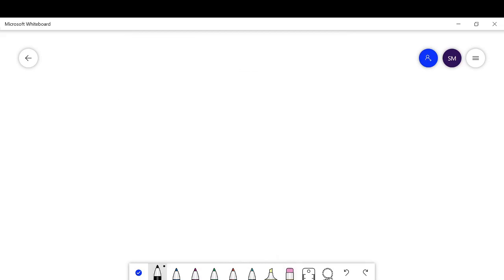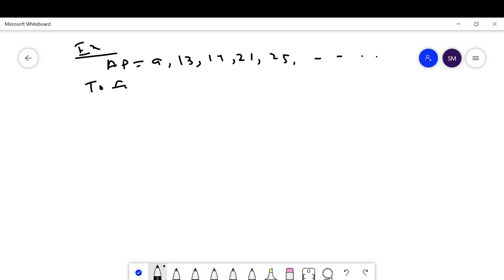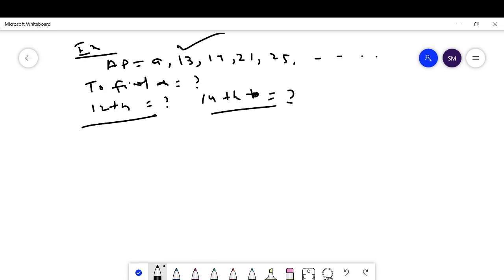Then we will discuss some examples. I have already told you, please practice a variety of questions. Here, solve another question. An AP is given as 9, 13, 17, 21, 25 in this way. We have to find d, the 12th term, and the 14th term of this given AP.